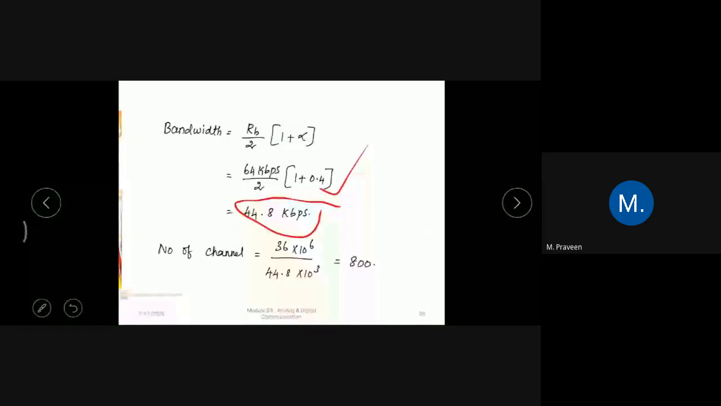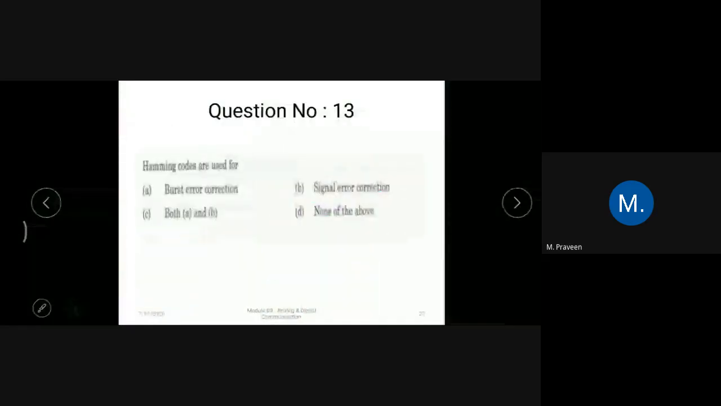Next, the direct questions. Hamming codes are used for, okay. So it's a digital communication concept. Hamming codes are used for signal error correction.